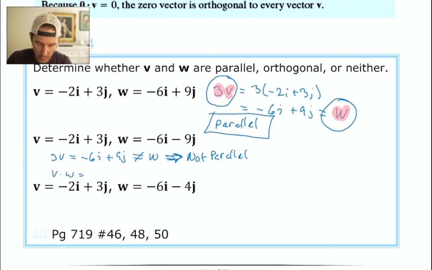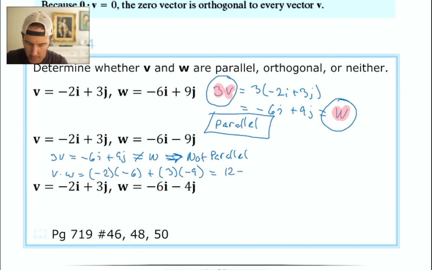v dot w is equal to -2 times -6, that's the product of the i components, plus the product of the j coefficients, which is a +3 times a -9, and that is equal to 12 minus 27, which does not equal 0. I don't even care what it equals. The only thing I care is that it doesn't equal 0. If it equaled 0, then our vectors would be perpendicular.